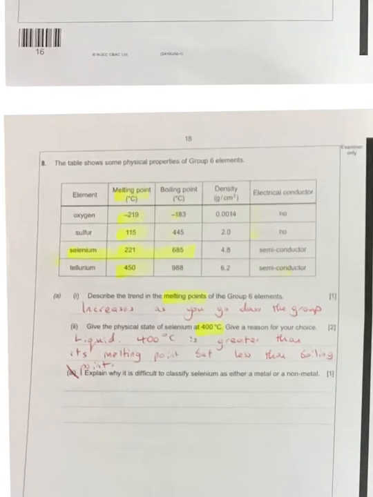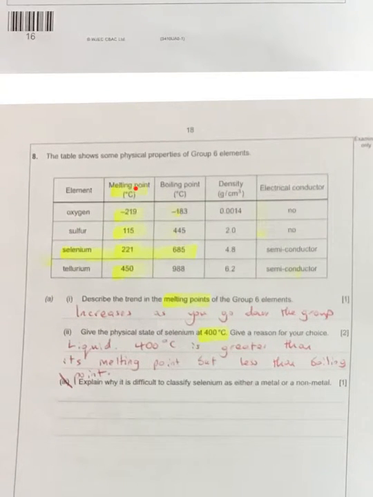Now we've got another data task here. So we're just looking at this information and interpreting it. This question is fairly simple. We're just looking at the melting points and seeing that obviously it increases because we're going from minus 219 to 450. And then, a bit like our question about looking for the one which is a liquid, we have to think about what selenium is at 400 degrees. So I know above 221 it's a liquid, and below 685 it's a liquid. 400's in the middle, so it's a liquid.